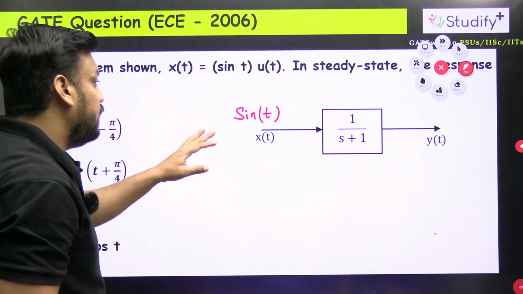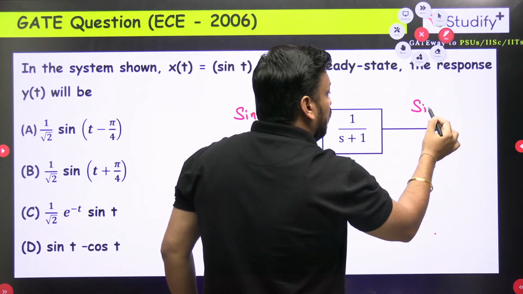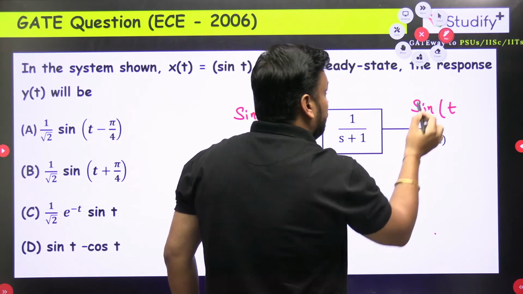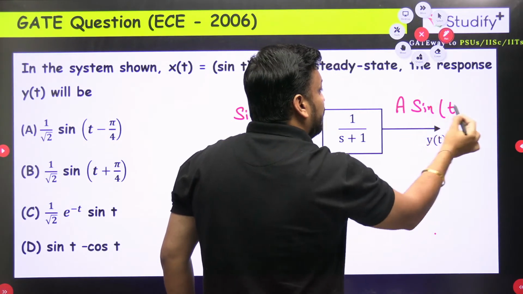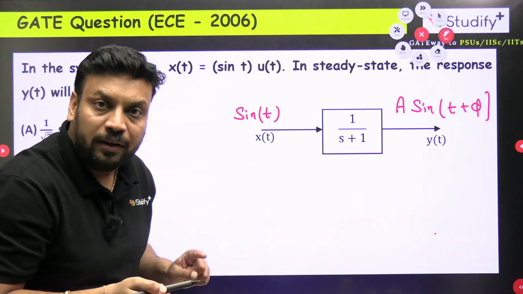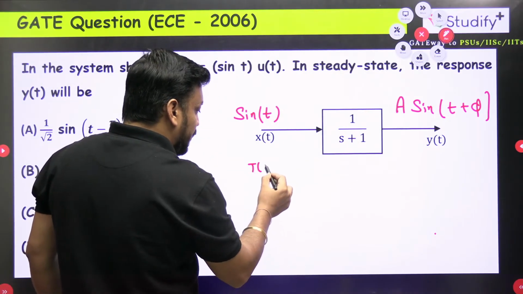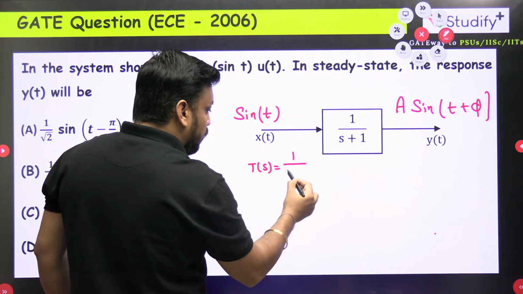Now students, if this is the input, then according to our concept, what should be the output? So sin t will remain the same, sir, and here A will come extra and phi will come extra. And how to find A and phi? By using the transfer function. So here my transfer function T(s) is nothing but 1 upon s plus 1.